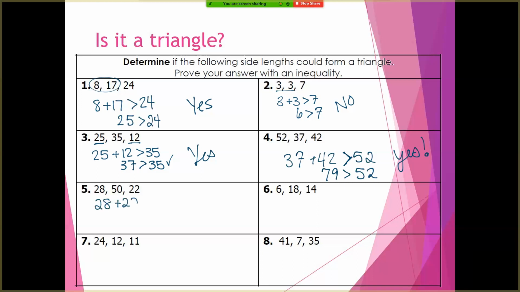What if they're equal? They cannot be equal. They have to be greater than.